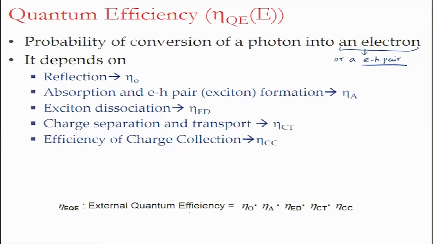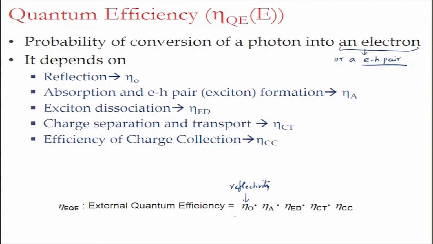So, the net external quantum efficiency is a product of all these efficiencies: the optical efficiency, the reflection one, eta O; the absorption and exciton formation efficiency, eta A; exciton dissociation efficiency, eta ED; charge separation and transport, eta CT; and eta CC, the charge collection. So, you can see each of these is an independent factor determined by various factors. So, eta O is going to be determined by the reflectivity of the top surface, and that is why in the solar cells we use nowadays anti-reflection coatings, especially for silicon and other kinds of solar cells, not so much for organics and perovskites.